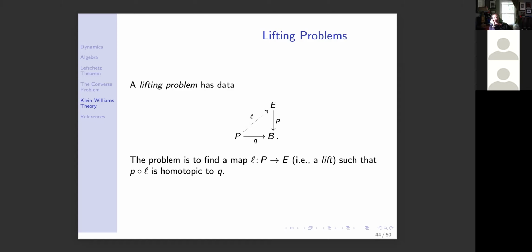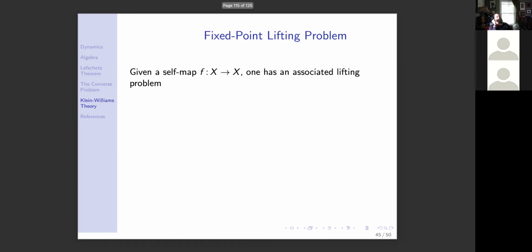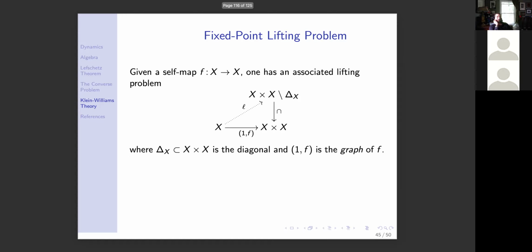Lifting problems go back to the early history of algebraic topology, in fact. So now given a self-map of X, call it f, there is an associated lifting problem called the fixed point lifting problem. It's this. You can take the graph of f, which is the bottom horizontal arrow, which is the map from X to X cross X, which sends a point, say, y to y comma f of y. Okay, so that's the graph of f.